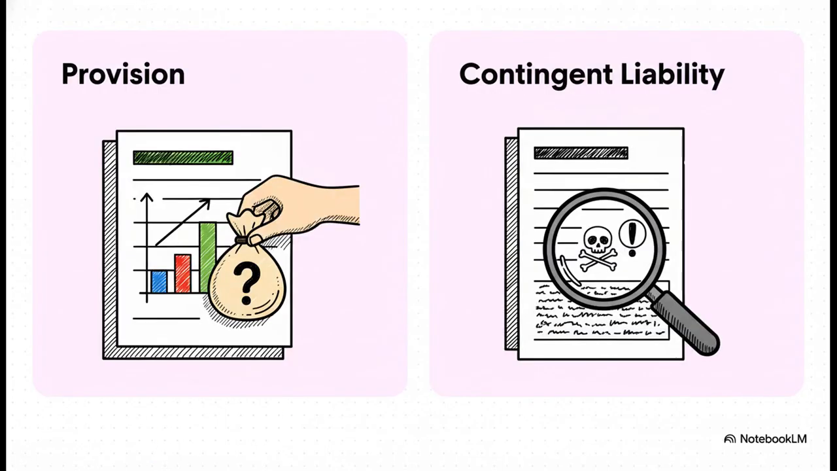And this, right here, is probably the single most important point of this entire explainer. A provision gets recorded on the balance sheet. It directly affects a company's reported numbers, their liabilities, their equity. A contingent liability, though, it only gets disclosed in the footnotes, the fine print of the financial statements. One changes the headline numbers, the other is a warning sign hidden in the text.